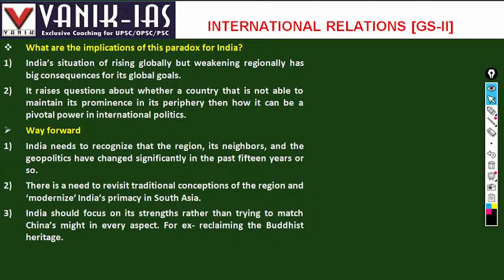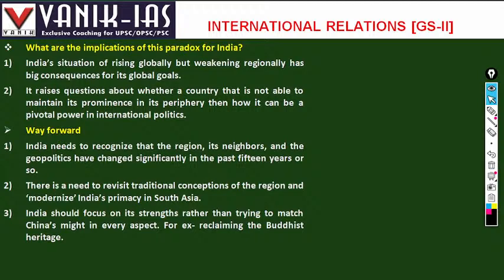Way forward: India needs to recognize that the region, its neighbors, and the geopolitics have changed significantly in the past 15 years or so. There is a need to revisit the traditional conception of the region and modernize India's primacy in South Asia.